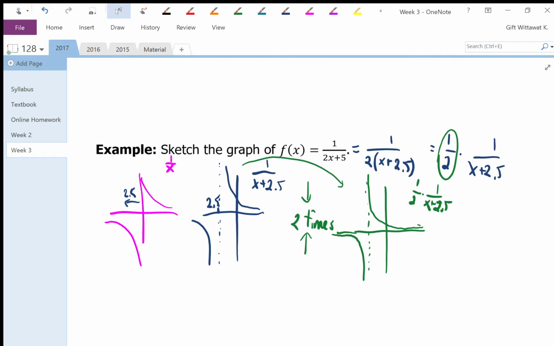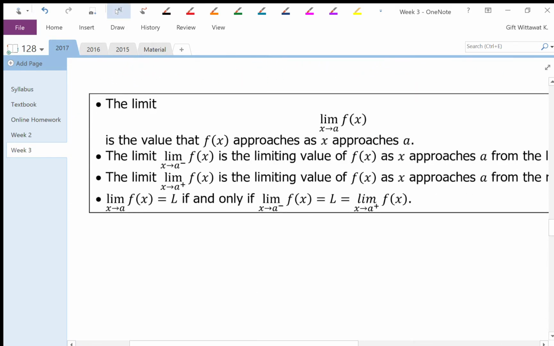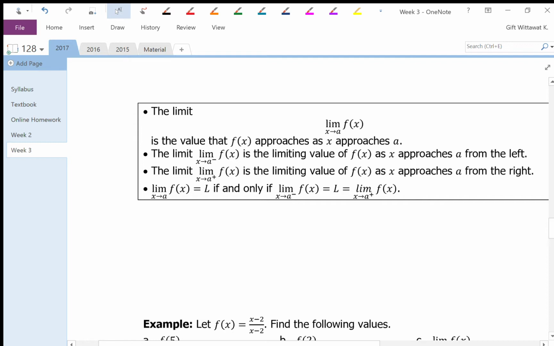So basically, this is all the math review before we get into calculus. Let me give you the overview of what we're going to do in calculus. There are two big questions in calculus.